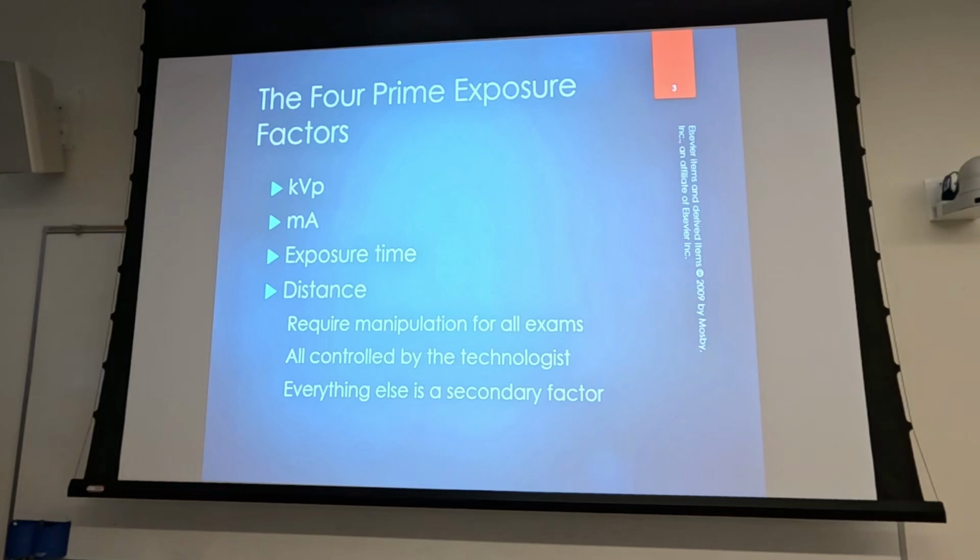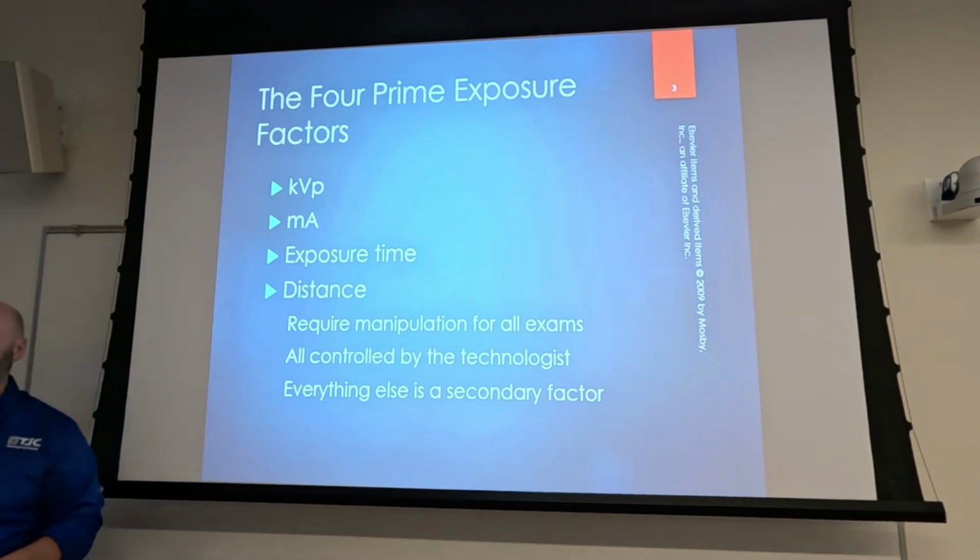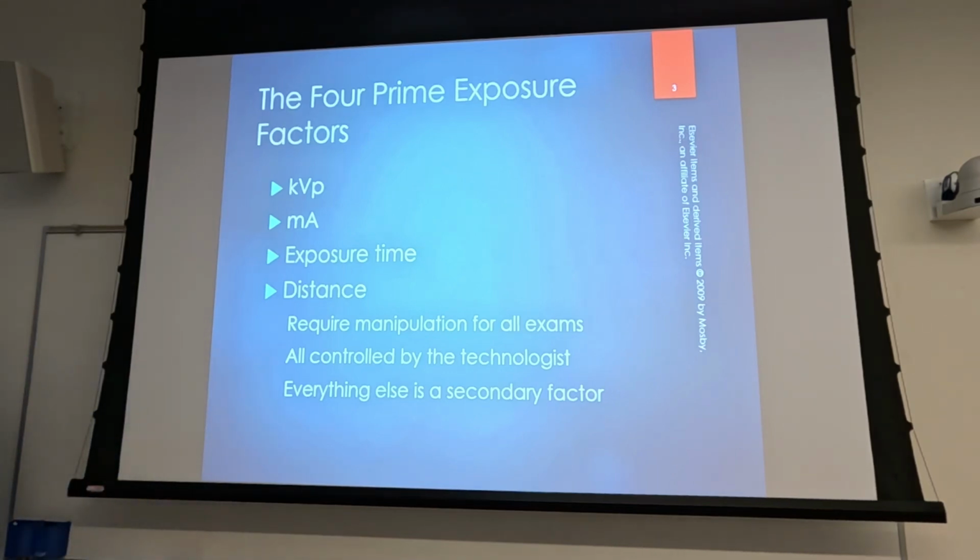So there are 4 primary exposure factors. There's kVp, mA, exposure time, and distance. And in this context, what we're talking about in distance is SID. Okay, so we're going to get into OID later on. OID can also affect image receptor exposure. It can also affect patient exposure as well. But in this context, with the 4 exposure factors, that's SID. So it's source to image receptor distance.